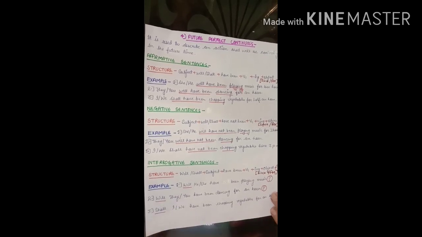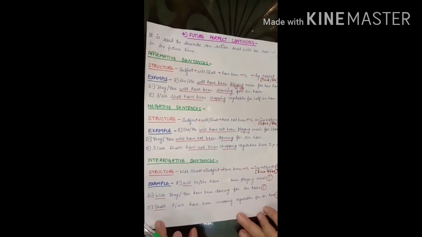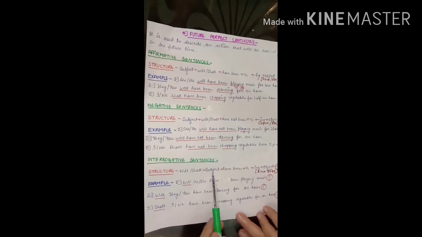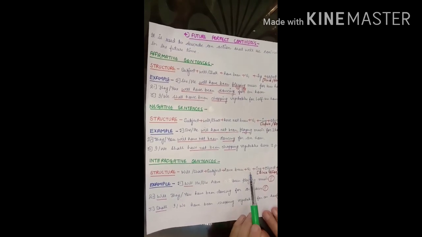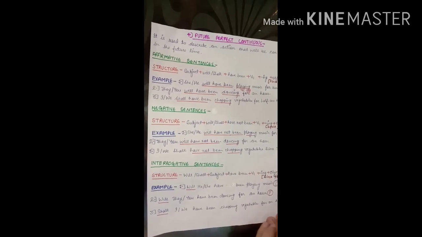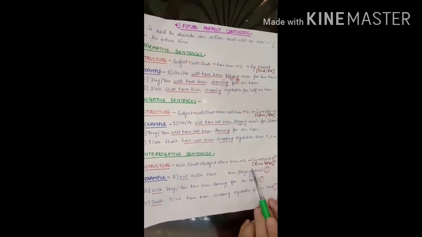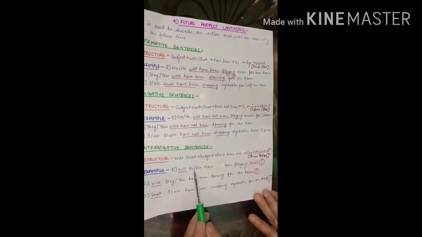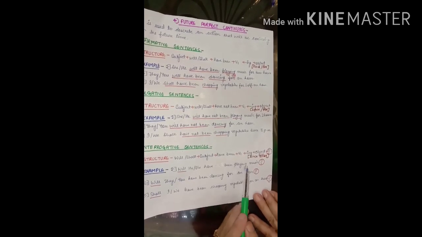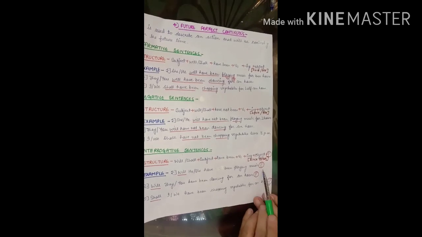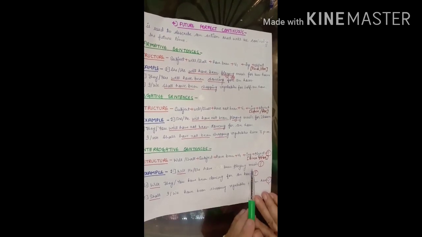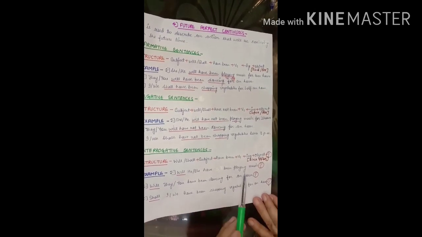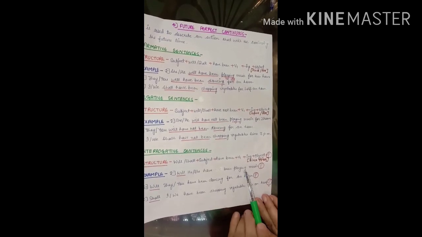Interrogative sentences. When we want to ask something, we use interrogative sentences. Structure, will or shall in the beginning, subject, have been, first form of verb, ing, object, question mark, since and for if the time period or point of time is given. Example first, with the singular subjects. Will he have been playing music? Question mark. Will she have been playing music? Question mark. If the time period is mentioned, we can use since or for. Without time period, we'll be making questions like this.